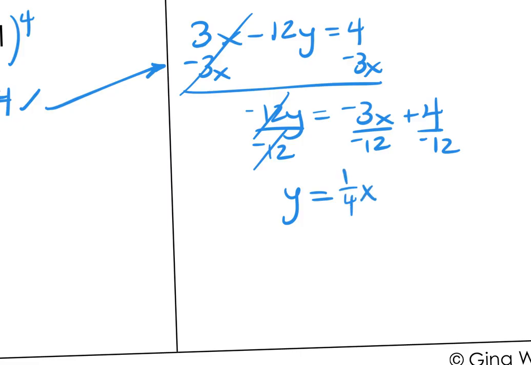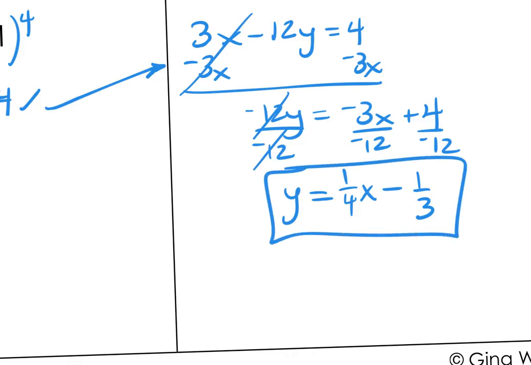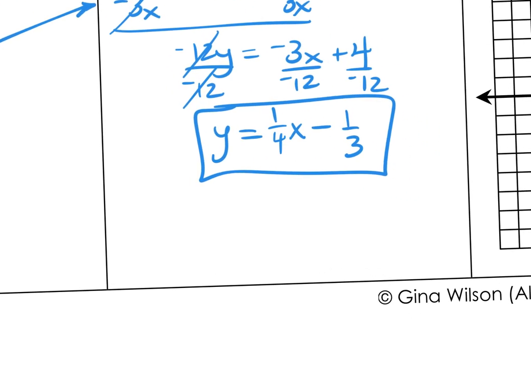And then the same thing over here. 4 divided by negative 12, what'll that be? Negative 1/3. Now that is a little unusual, I know, but we're going to keep it like that. Okay, so now, yeah, we did do what we needed to. That is in y equals mx plus b. I don't love it per se because it's a fraction there, but it is what it is. We just have to accept it.